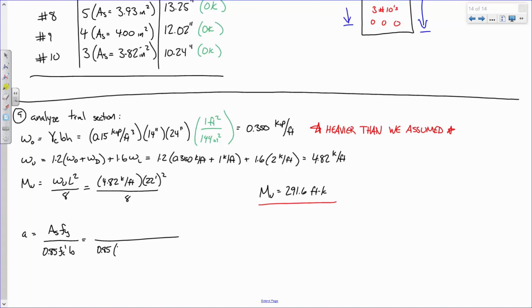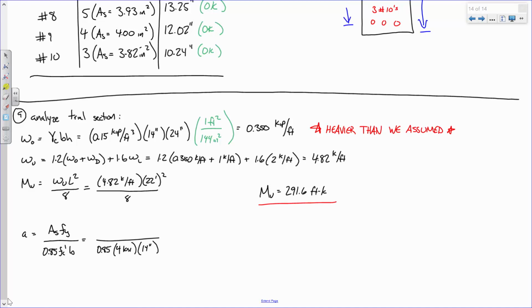Now what's B? Make sure everybody's paying attention. 14 inches. Remember, here we're using the actual dimensions. Like we computed a trial B value of 8 1/4, but we're using the actual dimensions. Now, AS, what was the area of steel? What did it end up being? 3.82, because we used 3 number 10.